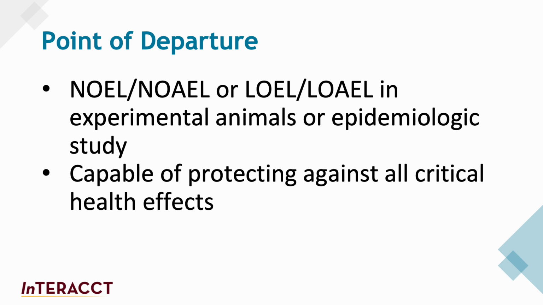For example, if you have a study where the lowest dose to produce the health effect of nasal irritation is 100 parts per million, and the lowest dose to produce the health effect of increased bilirubin is 1,000 parts per million, then 100 parts per million will likely be selected as the point of departure.